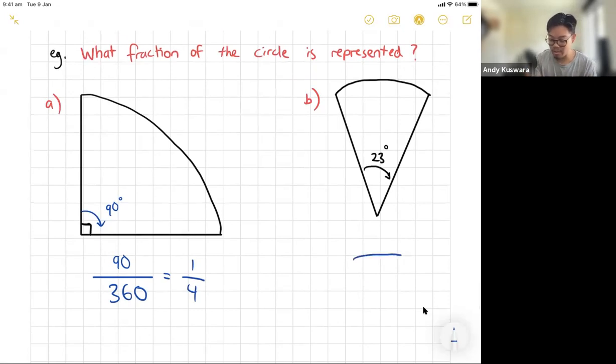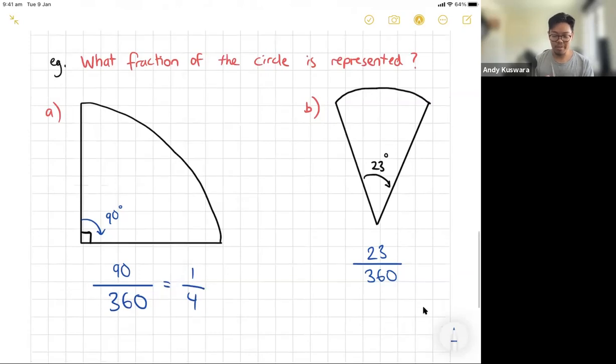I know that there's a total of 360 degrees in a circle. But how many degrees do I have just in this picture? I just have 23. And unfortunately, can't simplify this. So that's it. We're done. That's the fraction of the circle that's represented. So hopefully that should help with your first exercise.